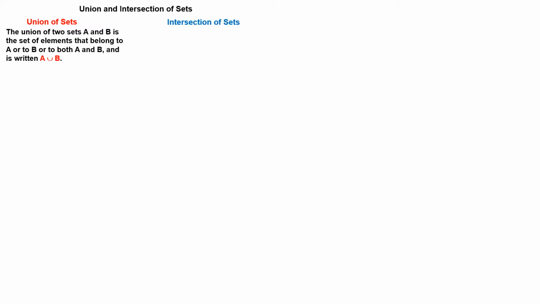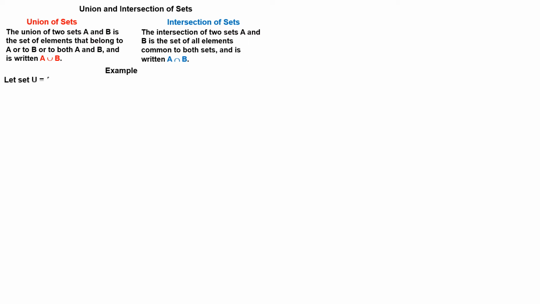Intersection of sets. The intersection of two sets A and B is the set of all elements common to both sets, and is written A intersection B. For example, suppose we were to take three sets as follows.